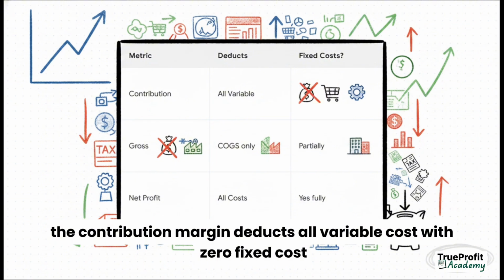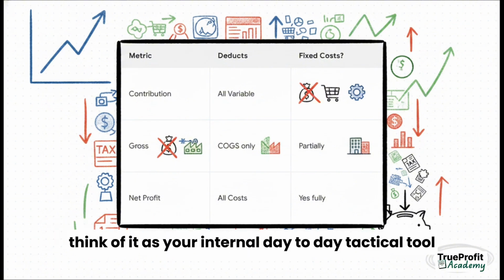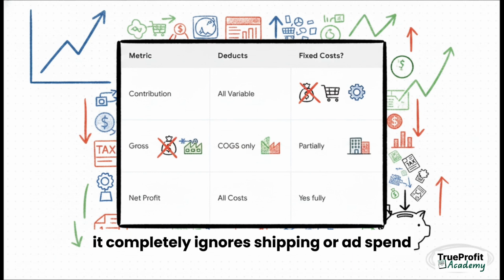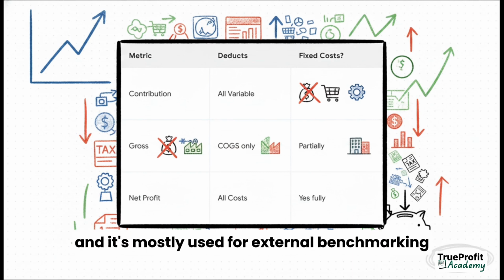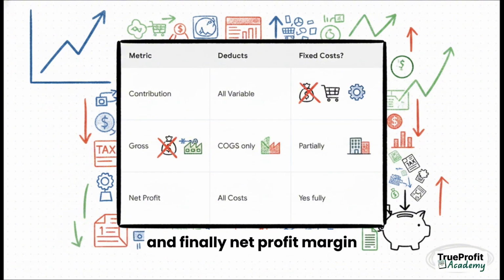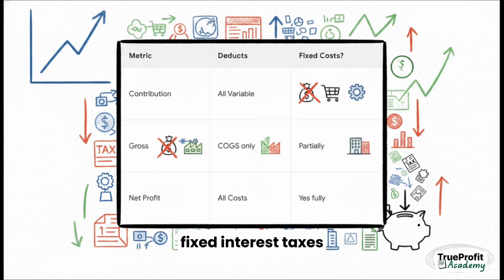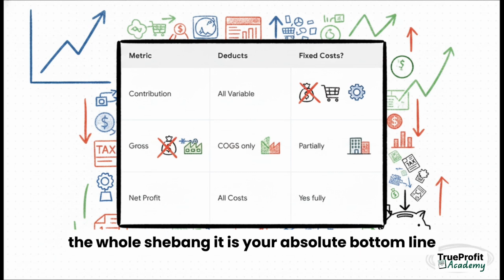Contribution margin deducts all variable costs with 0 fixed costs. Think of it as your internal, day-to-day tactical tool. Gross margin, on the other hand, only deducts your cost of goods sold. It completely ignores shipping or ad spend, and it's mostly used for external benchmarking. And finally, net profit margin. This one deducts absolutely everything: variable, fixed, interest, taxes, the whole shebang. It is your absolute bottom line.